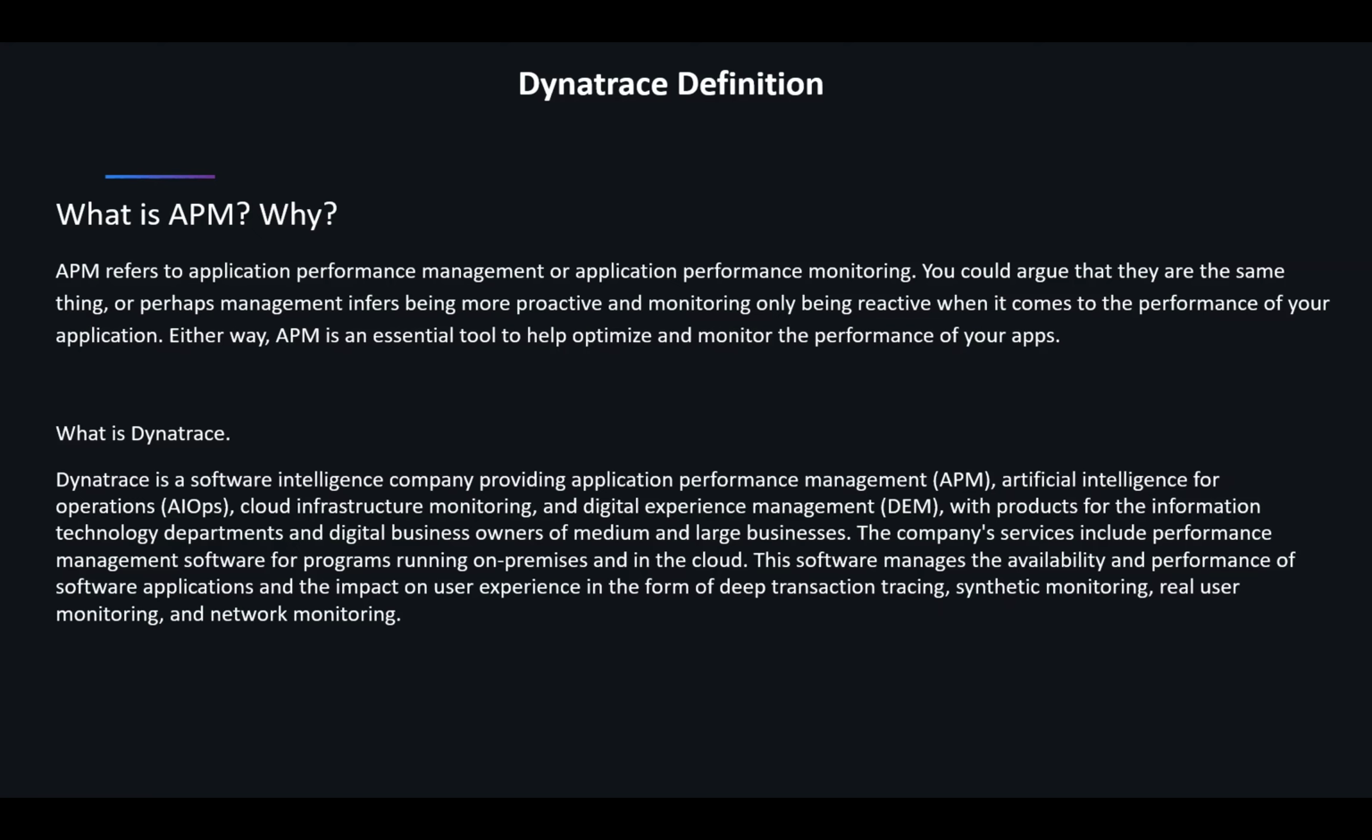The company's services include application performance management, running both on-premise and SaaS. This software manages the availability and performance of your software application and its impact on user experience. So if an application has a lot of issues on the user or client side, you can monitor that through end user monitoring, in the form of deep transaction tracing. It also provides synthetic monitoring, real user monitoring, and network monitoring. Okay, any questions? Clear?